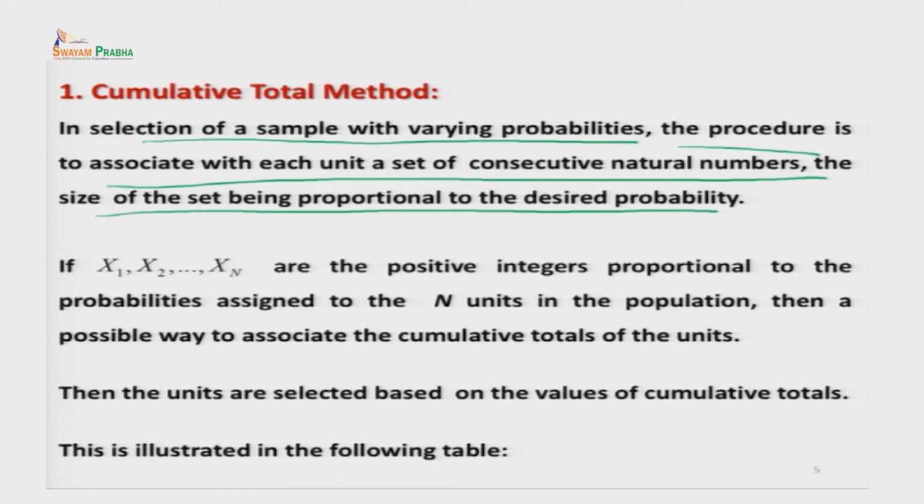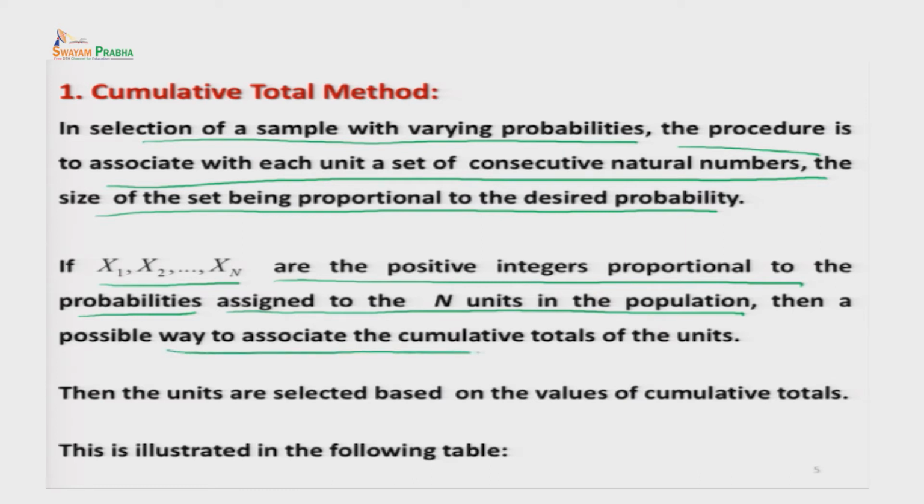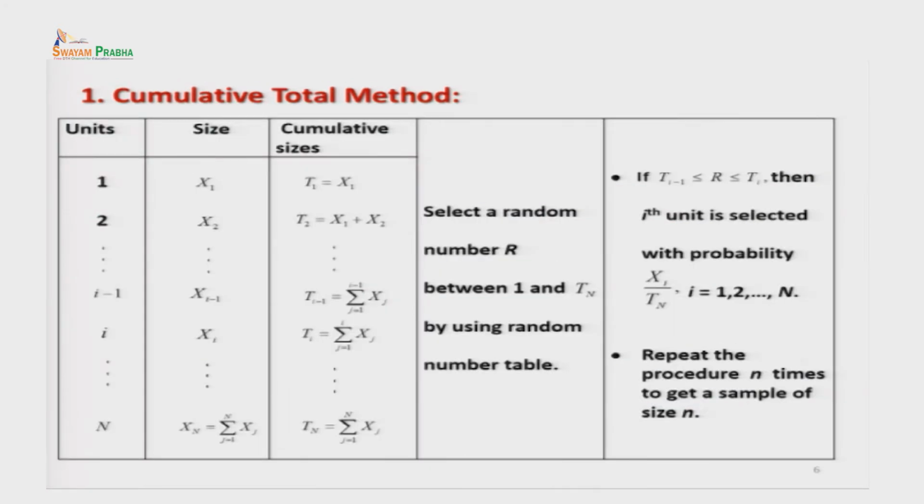Right. So, suppose x1, x2, up to capital XN are positive integers proportional to the probabilities, and they are assigned to the capital N units in the population. Then one possible way is that we associate the cumulative totals with the units, and then the units are selected based on the values of the cumulative totals. Right. For example, I will try to show you this procedure in the following table.